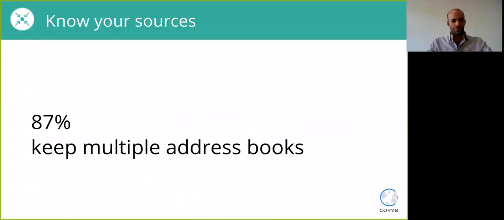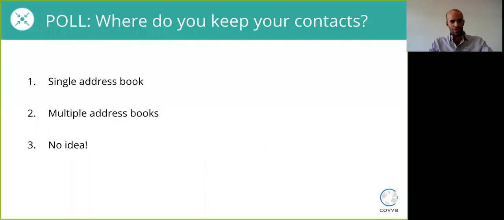Let me start with the stats. 87% of Covve users have multiple address books. So that's a really high number. I mean, we keep more than one address book. And I want to do a quick poll here and see if you guys follow this trend. I'm just launching the poll right now. We'll give it a few seconds for everybody to vote. So the question is, where do you keep your contacts? Single address book, multiple address books, or no idea? And okay, I'm just going to close the poll now.